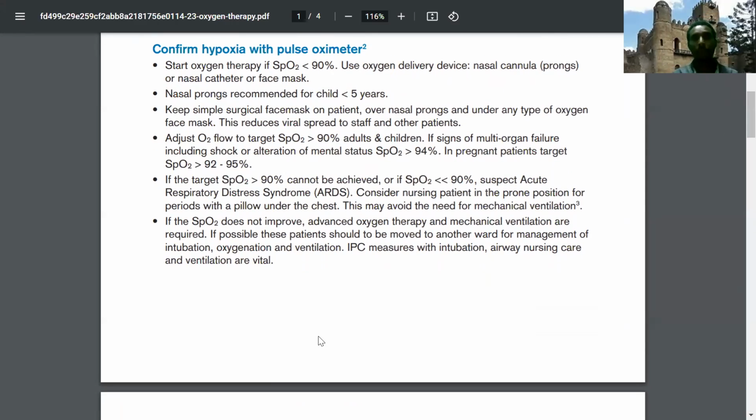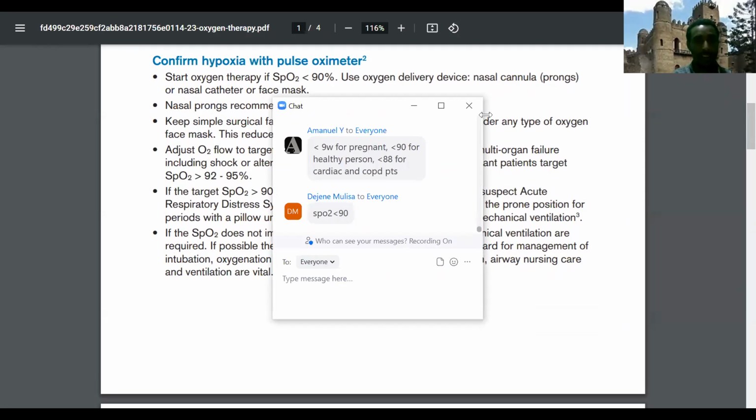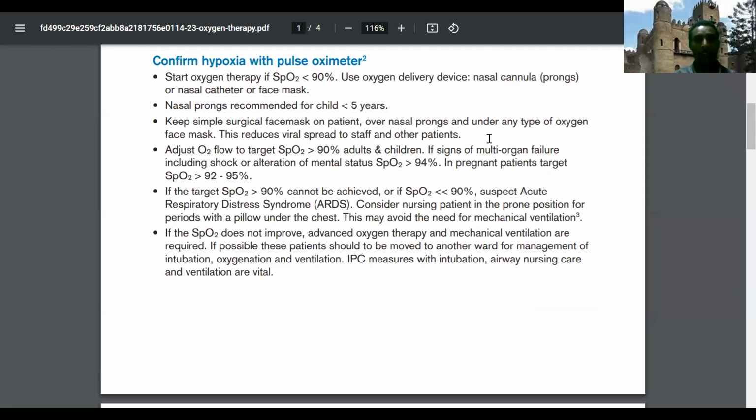So if the pulse oximeter reads less than 90%, you say hypoxemia, and you need to start administering oxygen using different delivery devices. You know them: there are nasal cannula, or nasal prongs, or you may use a nasal catheter, or different types of face masks based on your patient's response. The target in a normal adult is a saturation of more than 90%.